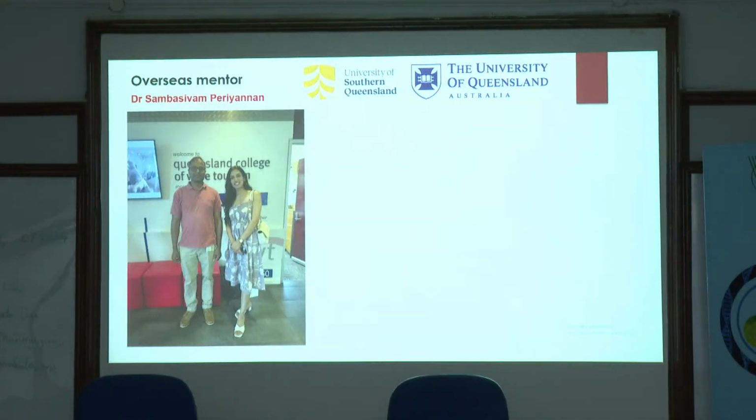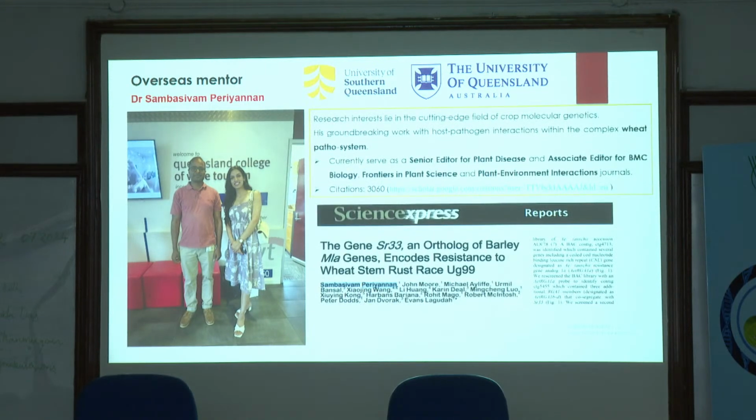Next, talking a little bit about my overseas mentor. So I worked with Dr. Sambasivam Periyanan. Most of the students who are pathologists might be aware of the UG99 strain of stem rust, which is a very, very important strain in rust. He's famous for many things actually, but mainly in our field, specifically because he was the first person who identified and characterized the SR33 gene analog, which is resistant to the stem rust of UG99.